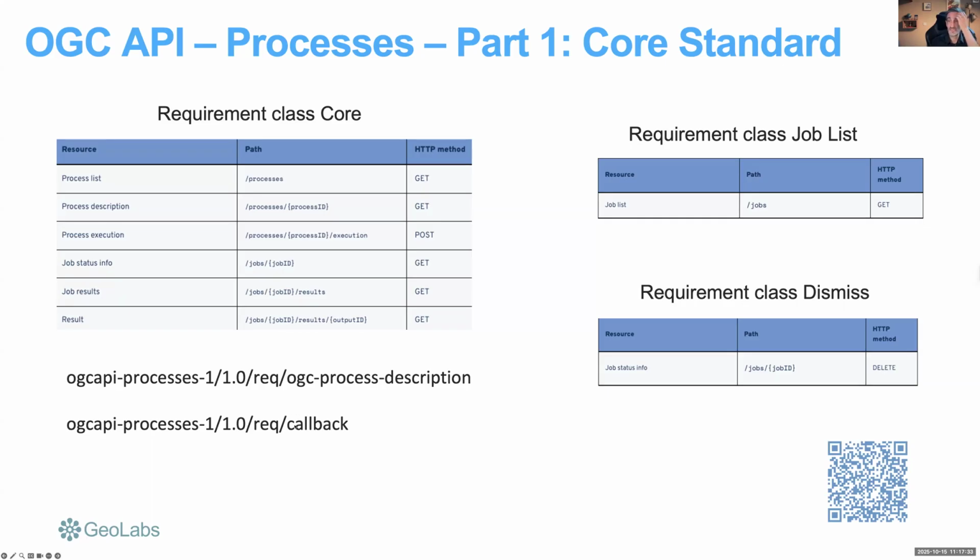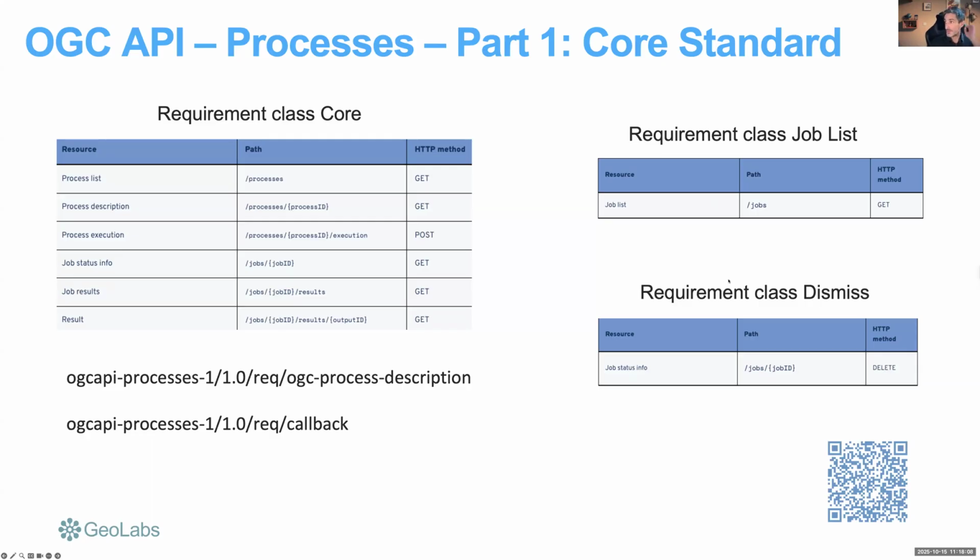And you have also the conformance class callback, which says that if you are including some callbacks into your execute request, the server is responsible to then push information on the status update to the reference set callback from your execute request. Then we also have the requirement class job list, which makes a client application able to list all the available jobs, meaning all the jobs that are currently running or that have been run in the past.